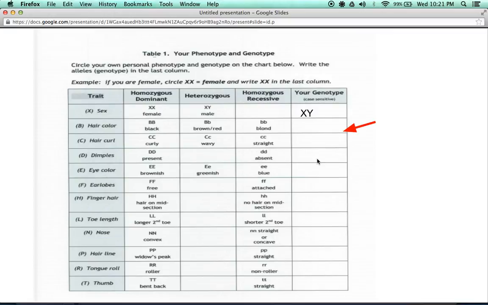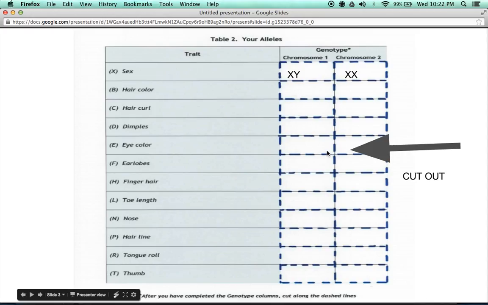Then what they would do is transfer from table 1 over here to table 2. Each person would be a chromosome: chromosome 1 would be the male in our group or the female in our group, and chromosome 2 would be the other person. After they filled all of these out, they would cut them up. These are their alleles, which will create the specific traits for their child.